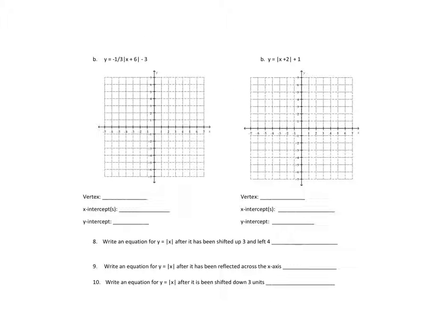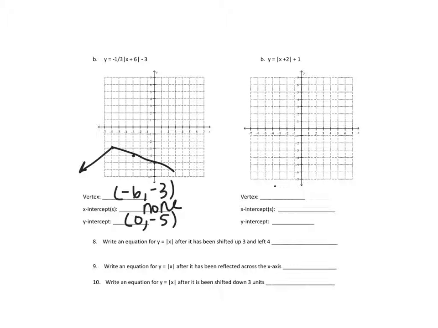Okay, a couple more graphs here. My vertex is going to be at (-6, -3), so left 6, down 3. And my slope is -1/3. So I'm going to go down 1, right 3, down 1, right 3, like this. There aren't going to be any x-intercepts, because it's opening down and will never cross it. And my y-intercept is going to be at (0, -5).